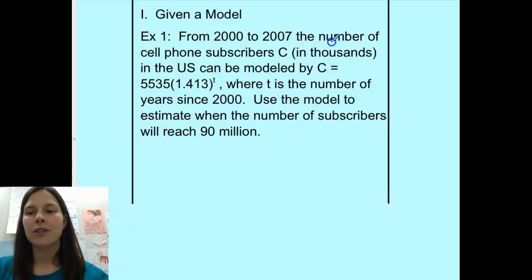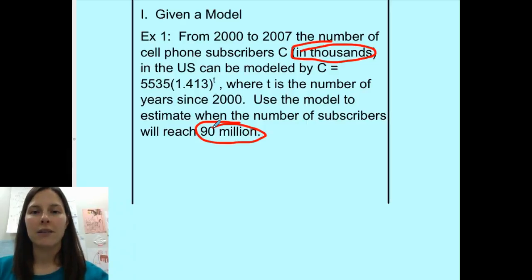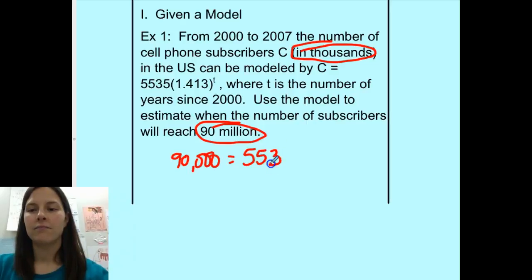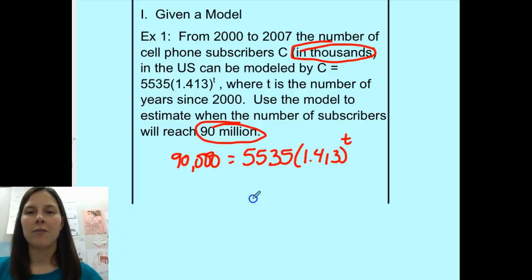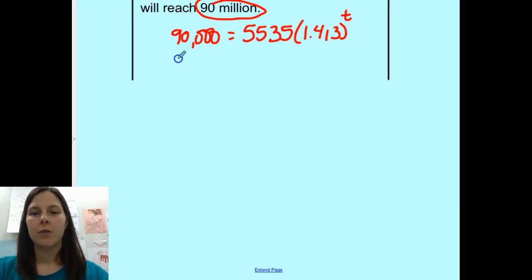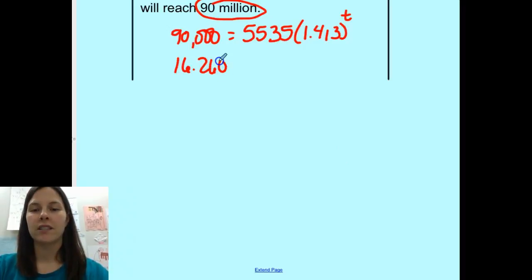Now our model is given to us in thousands, and we're asked to find when it reaches 90 million. So we need to convert the 90 million to thousands first by dividing by 1,000. So that would be 90,000, setting it equal to that equation. And then we'll solve our equation for t. First step, dividing both sides by 5,535. We get about 16.260 rounded to the nearest thousandth.